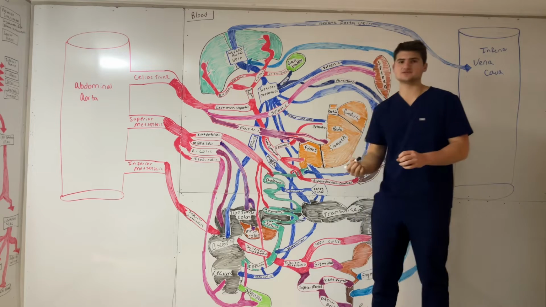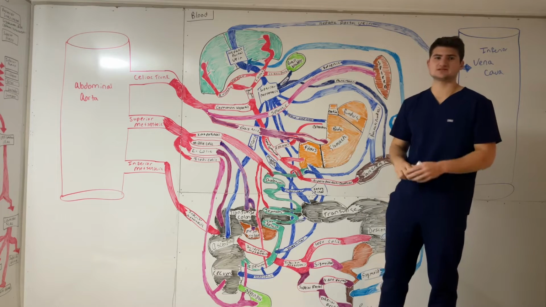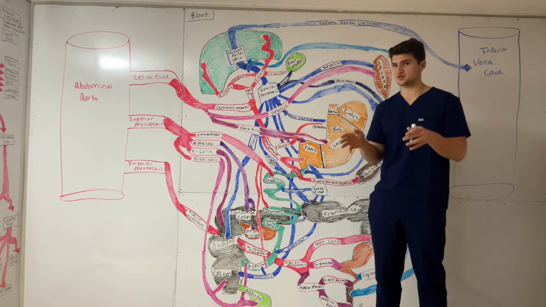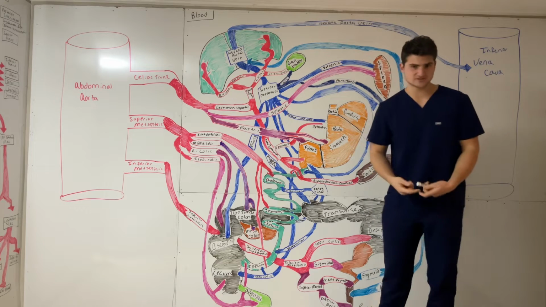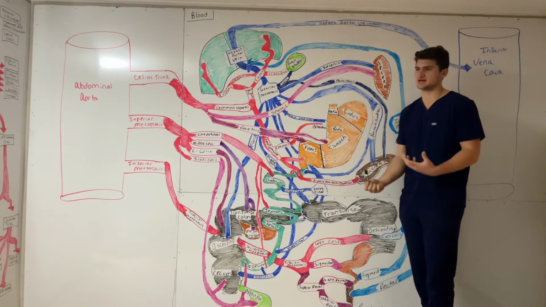If you watch the previous videos on the musculoskeletal system, you could see the diagrams I have made of the different charts for the arteries and then the flow charts for the veins. That's exactly how we're going to do it for the GI.